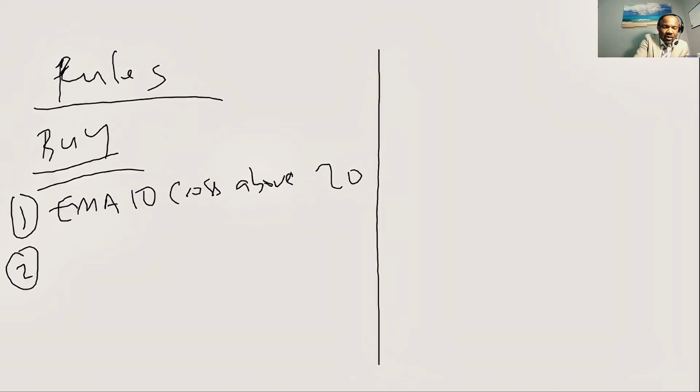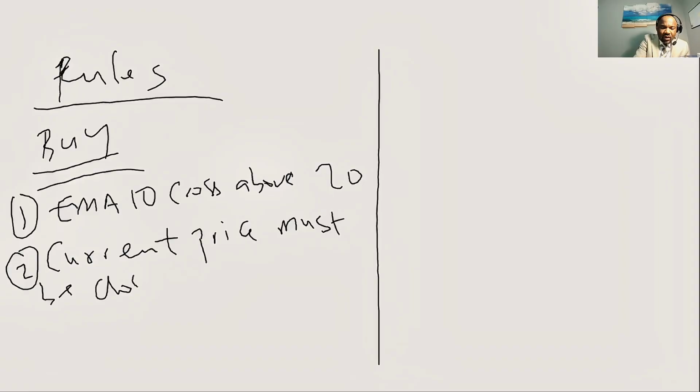Number two, the cross must not be far away. So the current price must not be far away from the point we crossed. The current price must be close to the point where the cross occurred. This is the most important part.